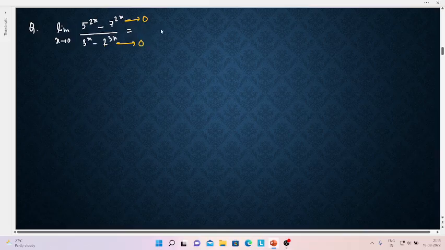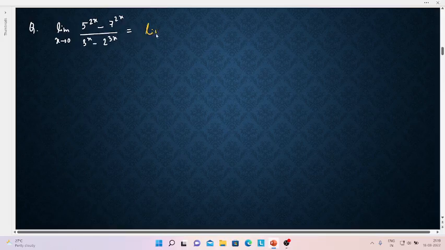So actually this function would become 0 upon 0 form, right? So 0 upon 0 is nothing but an indeterminate form, right? So we can't solve this question by the substitution method. So we have to think about another formula. So can you tell me how we can solve this question?